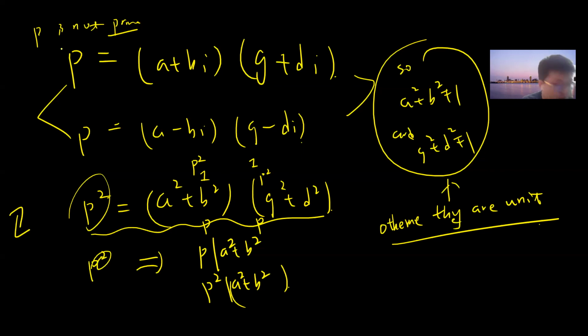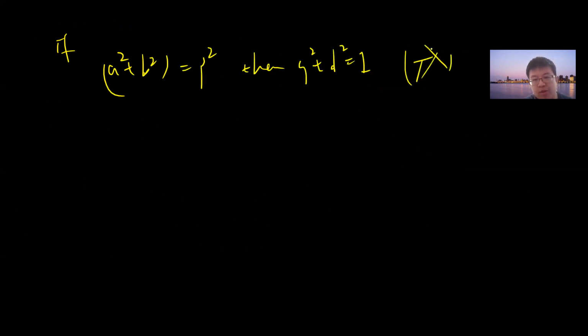Obviously, if a squared plus b squared is p squared, then g squared plus d squared is 1. But this is a contradiction, because this is a unit. This is a unit.